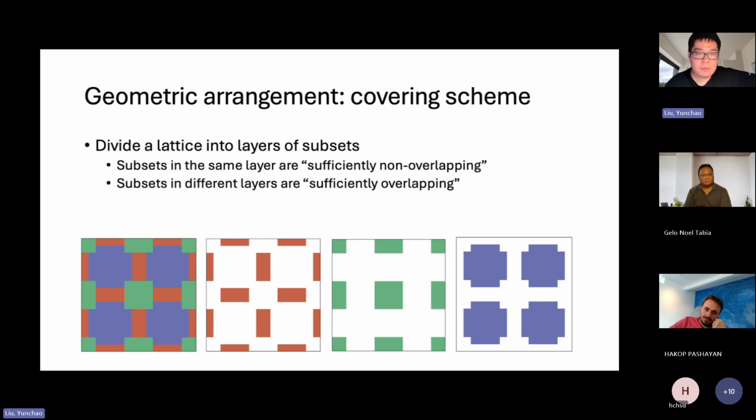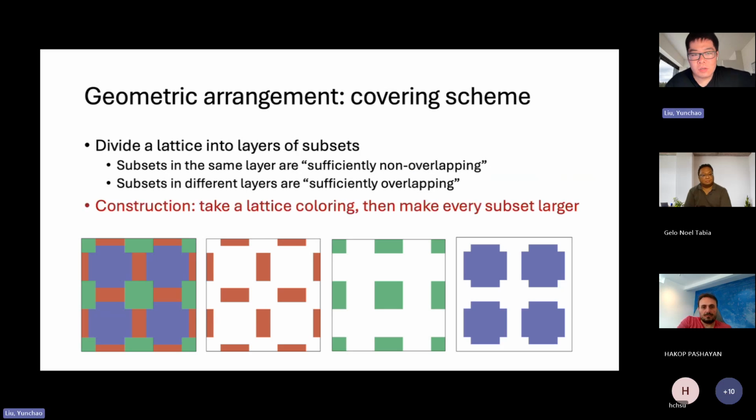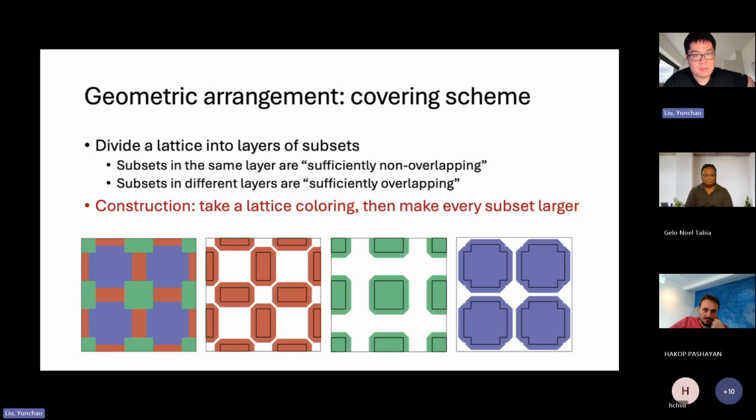But the observation here is that, if we look at the red, green, and blue, there is still some space between them. We can make every small piece a little bit bigger, such that they are still separated from each other, but now there is some overlap. And this is precisely what we do. We simply take the previous coloring and grow each of them a little bit. Now, they are still sufficiently separated, but have some overlap across different layers. This is the idea that finally solves our covering scheme.